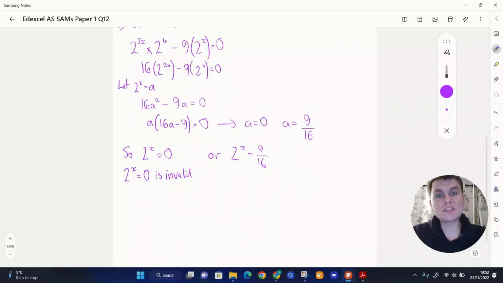And we're just going to work with this solution on the left-hand side. So I've got 2 to the power of x is 9 over 16, and we can take the log form using base 2, which is a little trick that I use, and leave it like that. That is an exact form answer. So your answer is x equals log base 2 of 9 over 16.